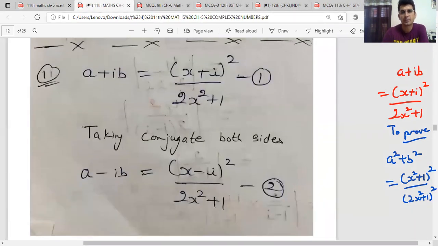First of all, a plus iota b is equal to (x plus iota) whole square upon 2x square plus 1. This is the first equation which has been given in the question. Now, taking conjugate both sides. While taking conjugate, what happens? The sign of the imaginary part will be changed. Plus iota b will become minus iota b, plus iota, minus iota. In the denominator, there is no imaginary part. In fact, the denominator is not a complex number, so there won't be a change of any sign. This is equation number 2.